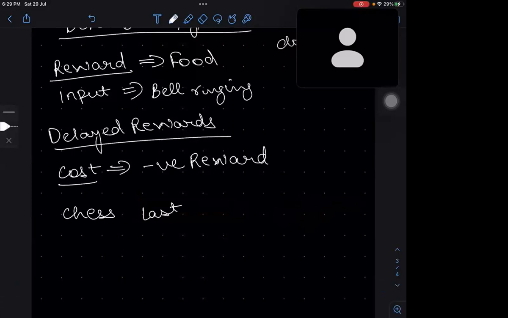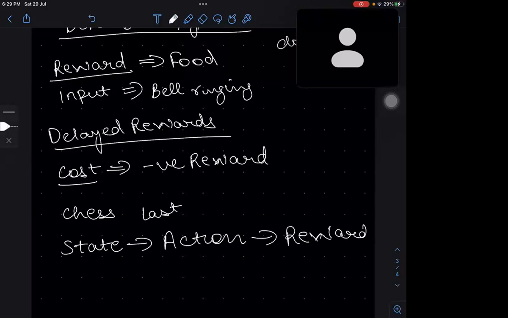Yeah, that is what I'm trying to explain. If you are in a particular state and you take an action and instantaneously you get the reward, we'll always get it after the action only. We'll not get it in the particular state. We'll be in a particular state, we'll take an action, we'll get the reward. This is how it will be. Now, if we get it at that particular time only, that is called an immediate reward.